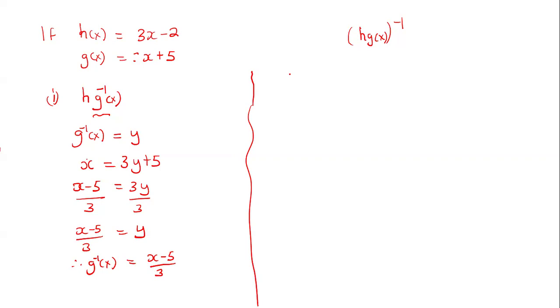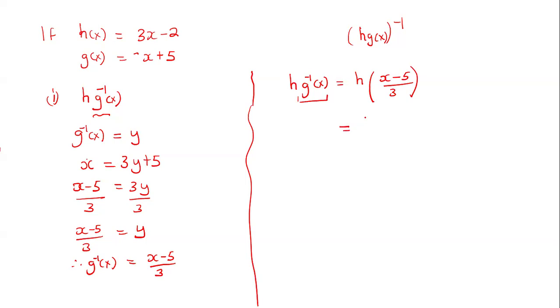Now, can we go and get our hg inverse of x? So I think let the whole group take us through. Now where there is the inverse of x, we are going to replace it by x minus 5 divided by 3. So where there is g inverse, we shall put x minus 5 out of 3, because we have replaced this.